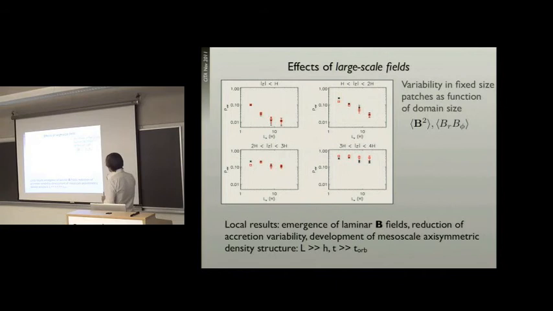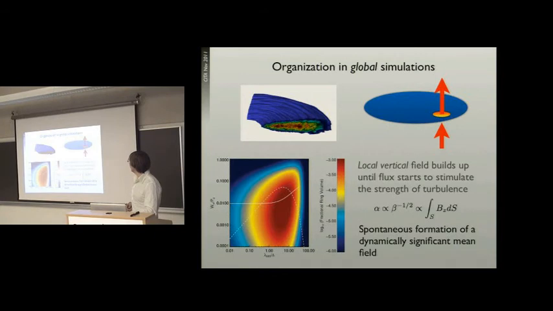So I would say the summary of these local results is that although the turbulence to some degree is quite local, we also see the emergence of larger scale magnetic fields which seem to have some important consequences. They reduce the variability, at least in the turbulent part of the flow, and they lead to this sort of intermediate scale structure. The density structure would be the thing that would be of most interest from the point of view of particle evolution within disks. Now, this is perhaps related to some features we also see in global simulations.